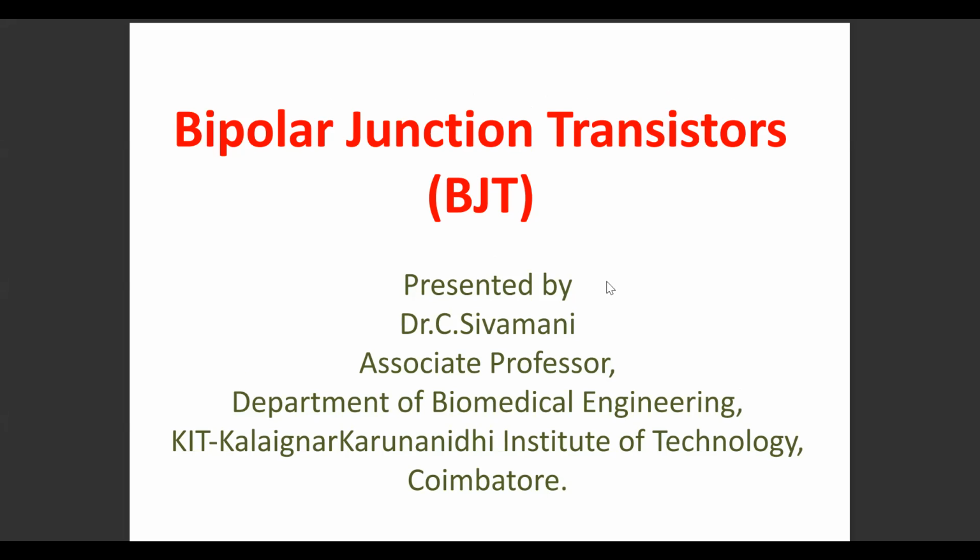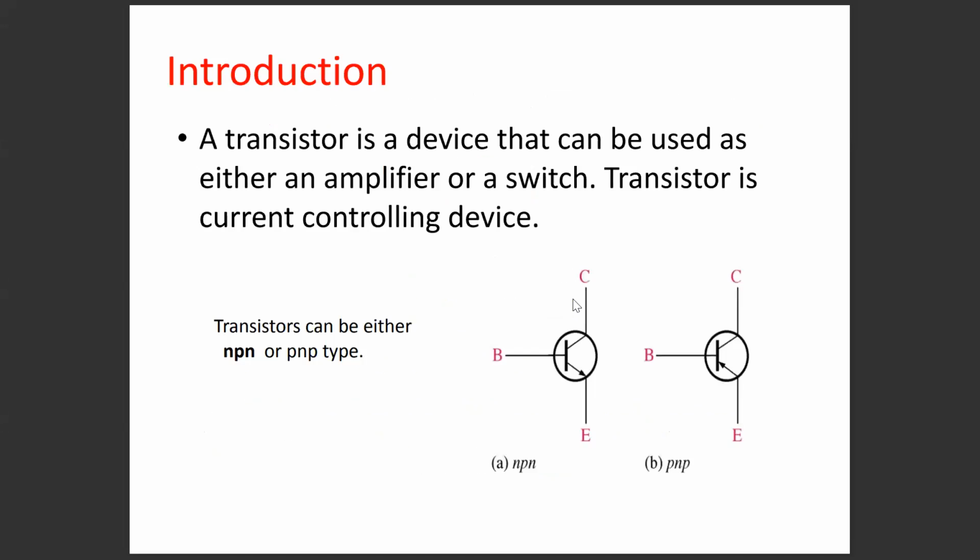In this video, I am going to discuss about bipolar junction transistor. A bipolar junction transistor is a three-terminal semiconductor device in which the operation depends on the interaction of both majority and minority carriers, hence the name bipolar junction transistor. So it can be used as either an amplifier or a switch. Transistor is a current controlling device.